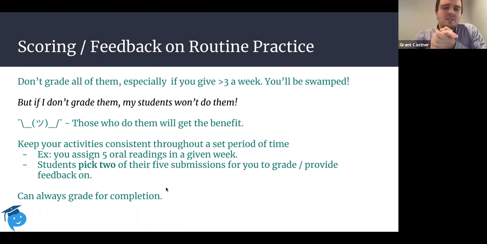A couple other things, keep your activities consistent throughout a set period of time. For example, you might give 5 oral readings in a given week. That's a lot. But then students only pick 2 of their 5 submissions for you to grade or provide feedback on. Even that would still be a lot. But if you have smaller classes, or say you're only doing routine activities with your AP class, not your other classes that aren't ready for it yet, maybe that would be a little more feasible. And then, like I mentioned at the end, you can always grade for completion.